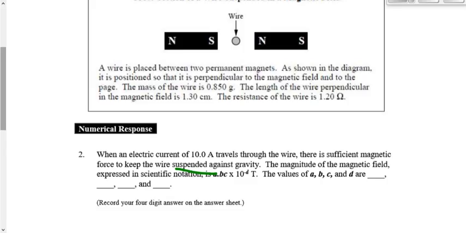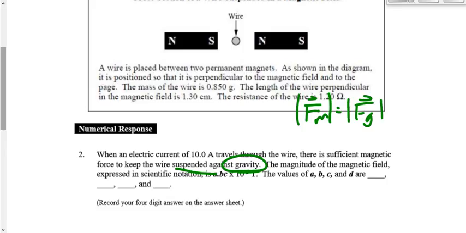Suspended means balance. Okay. Two forces balance. Clearly one of them is going to be gravity, right? Because it's suspended against gravity. What other force do we have here that's suspended against gravity? F what equals F what? F what equals Fg? Fm, yep. Magnetic force equals, in magnitude, the gravitational force.